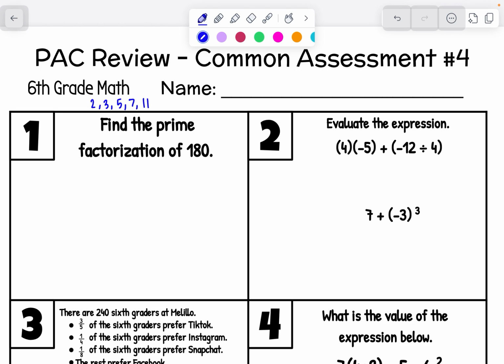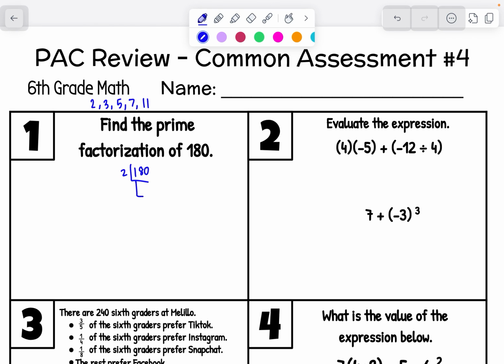So I taught you there's different strategies you can use. A lot of you are hardcore tree diagram. Some of you, I've kind of introduced the ladder. I'm going to use the upside down ladder to break it down. So it's 180. I'm only going to be dividing by prime numbers. And remember, we can take this any way we want. So I'm going to go ahead and do 180 divided by 2.